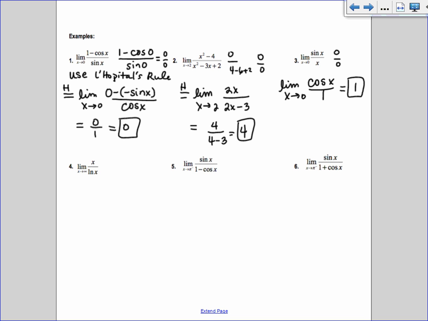All right, so this next one is an infinity over infinity. Natural log is really weird. Natural log is like the slowest thing that goes to infinity ever. Because if you do the graph of natural log, here's what it looks like. This goes to infinity, but it goes so slow.